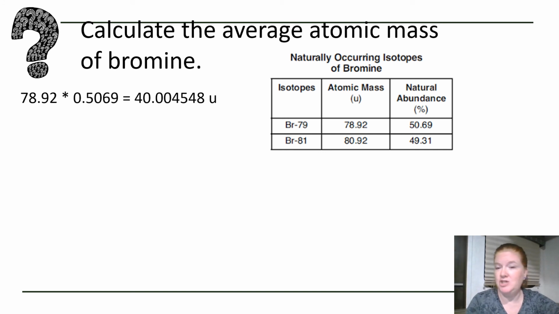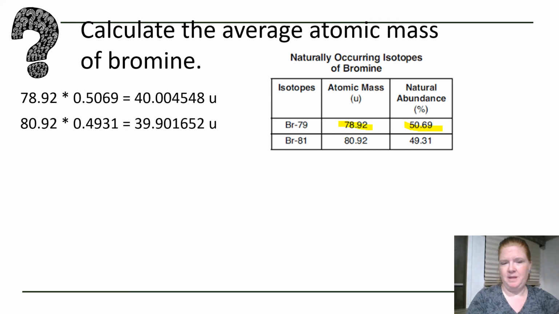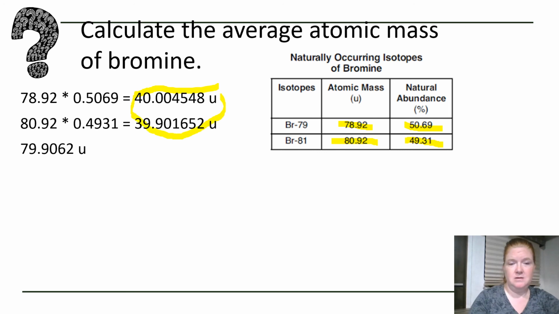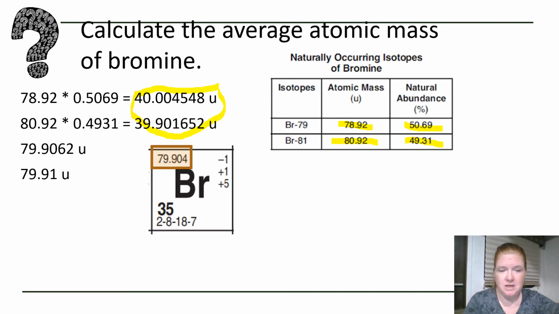Okay, so I change the natural abundance to a decimal and multiply it by the atomic mass. So I changed this abundance to a decimal and then multiplied it by this atomic mass. Change this abundance to a decimal, multiplied by this atomic mass. Add those numbers. So I added these answers. Check significant figures. I should have 4. Now I'm going to check the periodic table. Well, that one is really close.